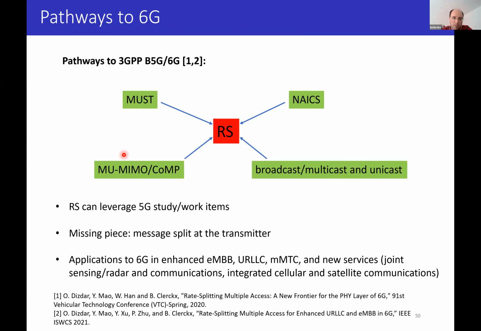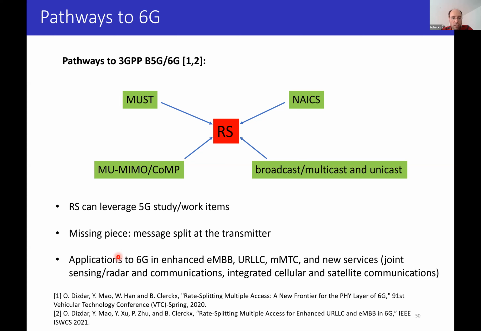Multi-user MIMO, massive MIMO, CoMP, network-assisted interference cancellation, broadcast, multicast, unicast. Those are all study or work items that have been discussed in 5G, and rate splitting will build upon all of them, and we leverage the work in all those study and work items. But the missing piece to really enable the full potential of rate splitting is to have this message split.